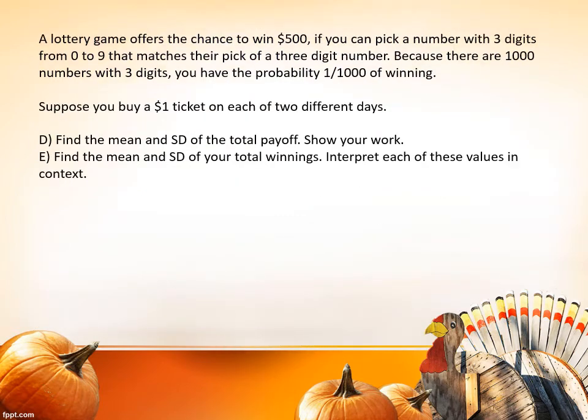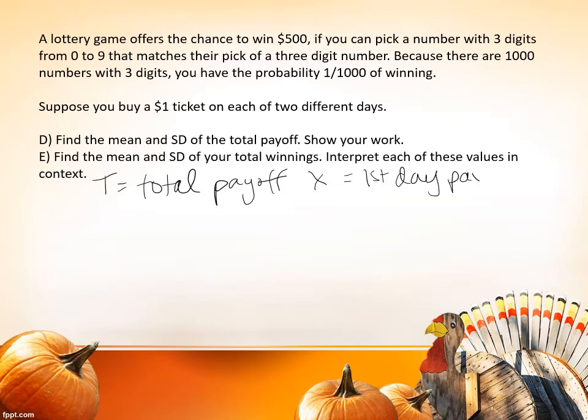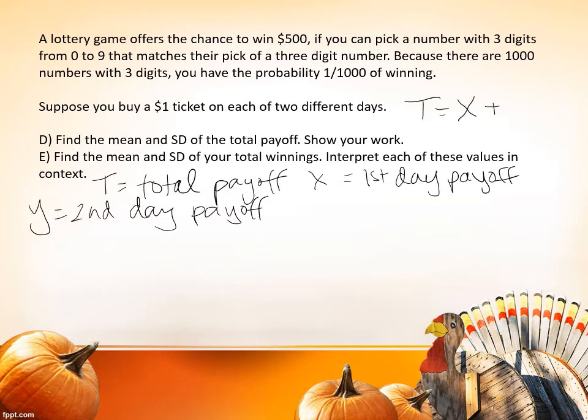Now we've changed the problem. Suppose you buy a $1 ticket on each of 2 different days. Now each day is its own random variable. I'm going to define my variables: T equals the total payoff, X is equal to the first day's payoff, and Y is equal to the second day's payoff. So my total is whatever I win from the first day plus whatever I win from the second day.